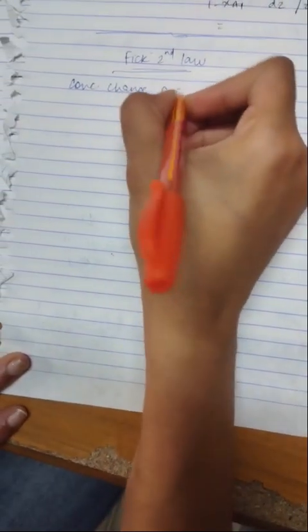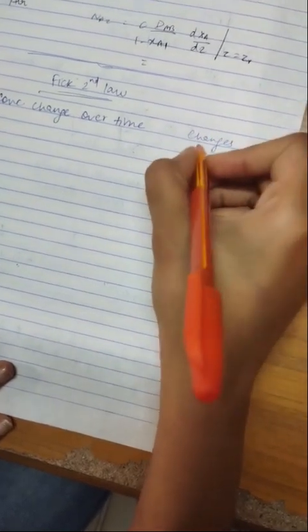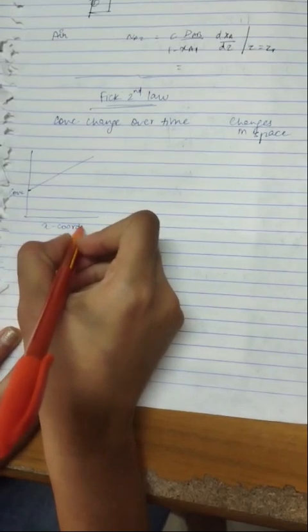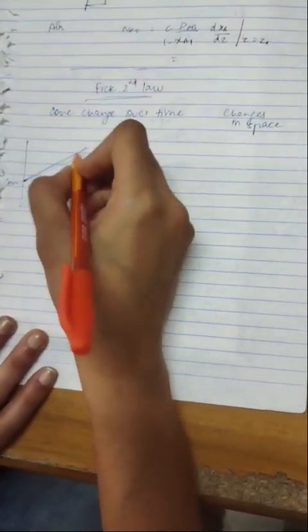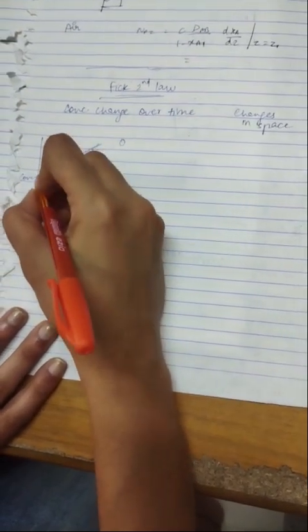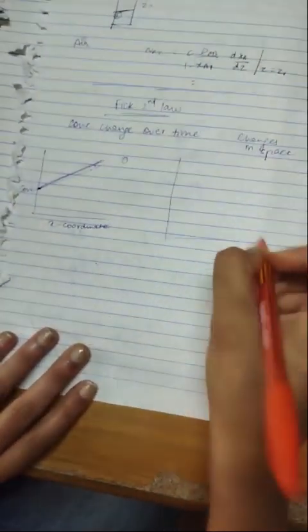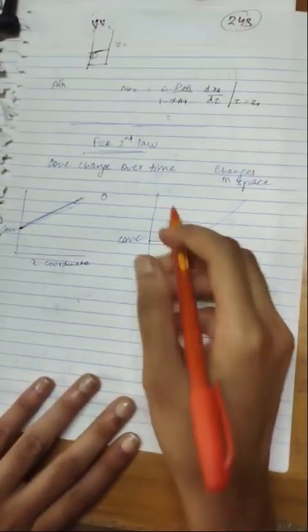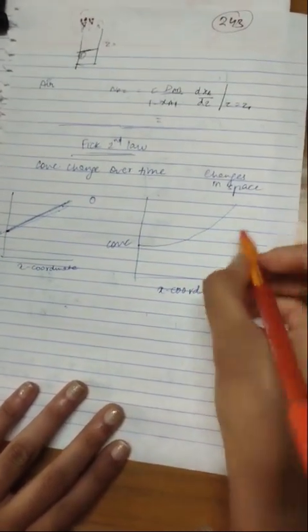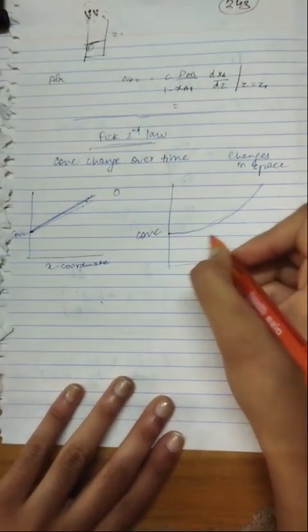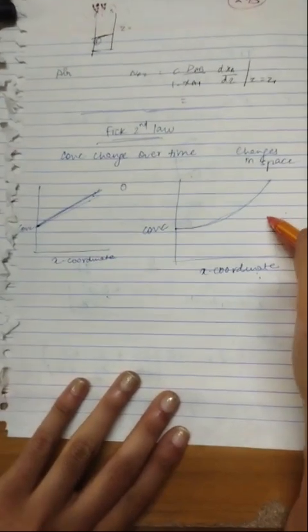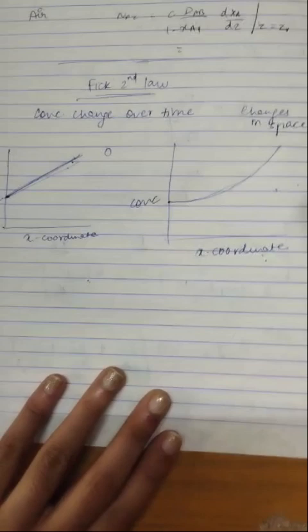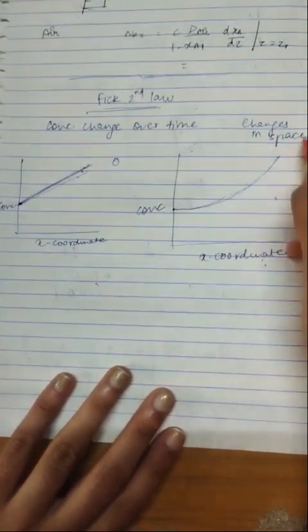Fick's second law relates concentration change over time with changes in space. So for example, here we studied concentration and x coordinate. Here it is linearly varying. So the first derivative is positive, but the second derivative is 0, because it is increasing at a constant rate. But if we consider a slightly curvy graph like this, here also the concentration is increasing with space, so the first derivative is positive and also the second derivative is positive, because here the concentration is accelerating. How fast it is changing, that is what the second derivative gives us. Here the second derivative is positive because the concentration is increasing with time.